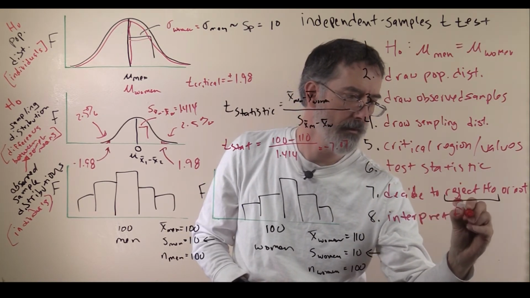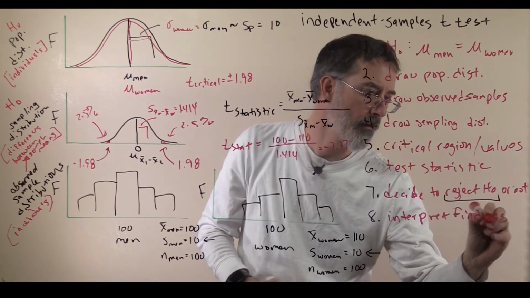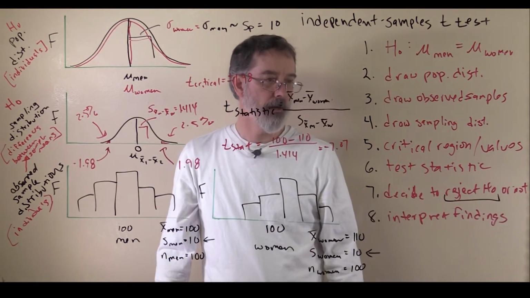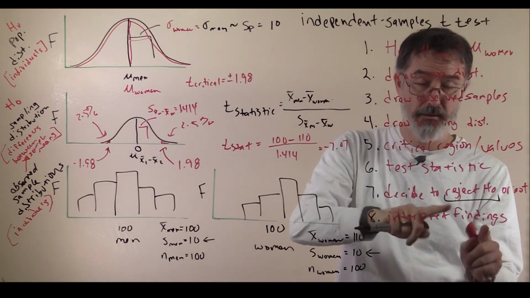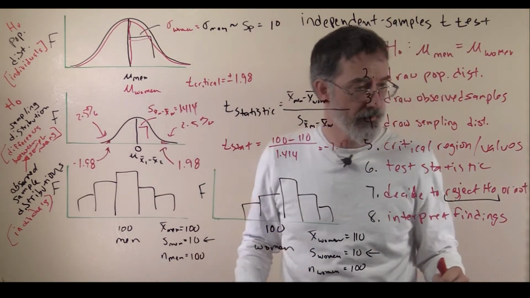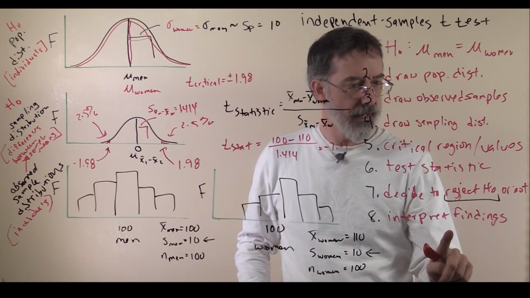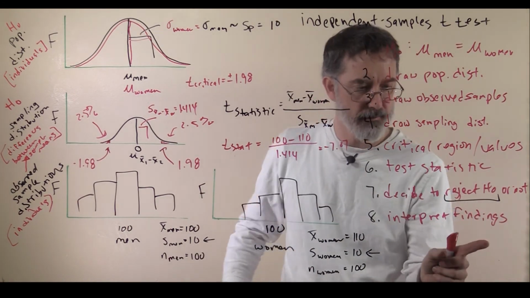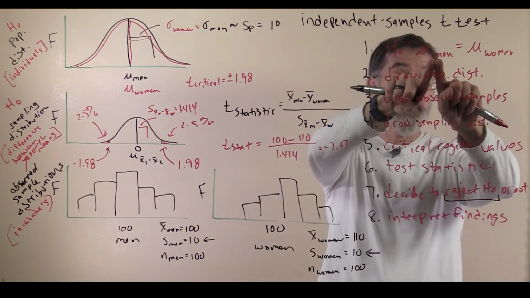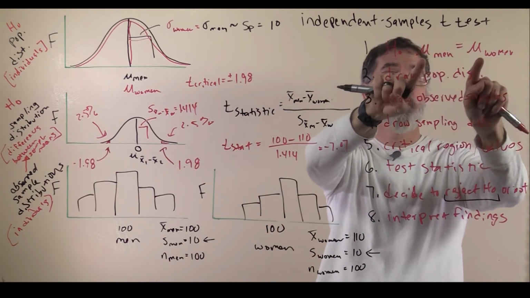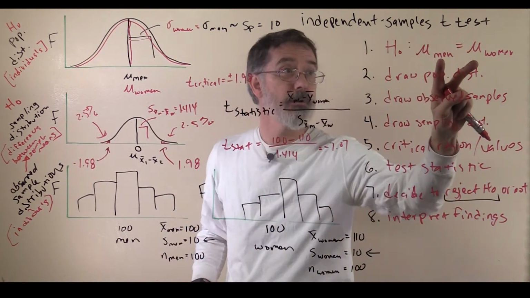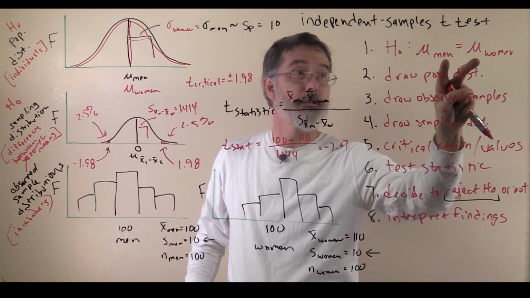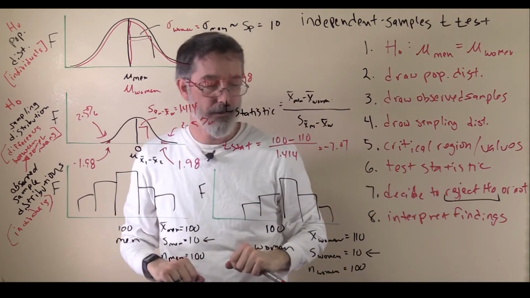interpret our findings. What did our study tell us? Well, if we would have failed to reject the null hypothesis, our study would be inconclusive. We would have wasted our time. But in this case, we rejected the null hypothesis. So we've decided out in the world the population mean for men and women is not the same. We rejected this possibility. This was super unlikely to be the case given these results that we had.